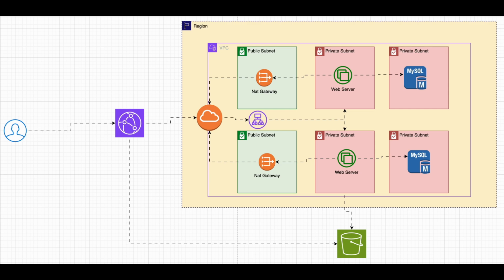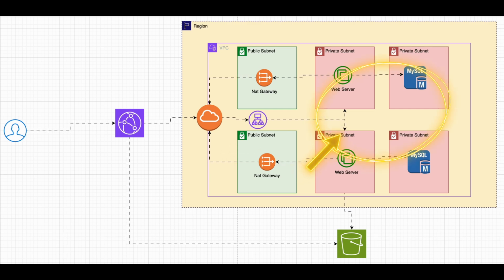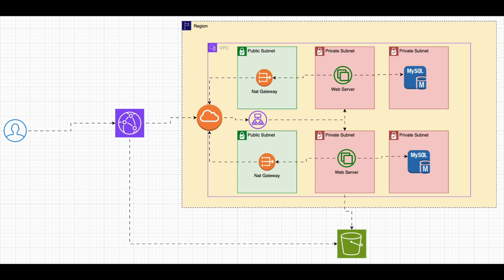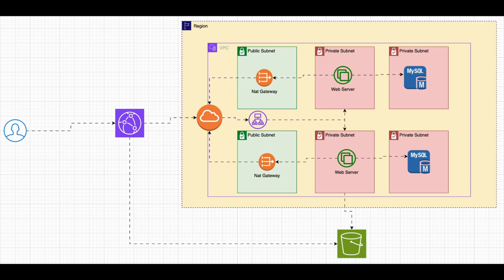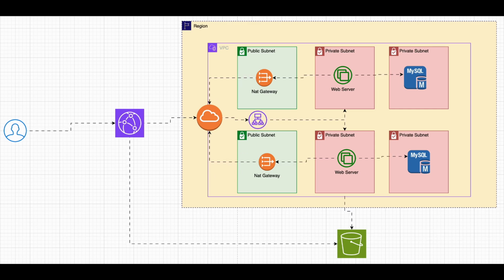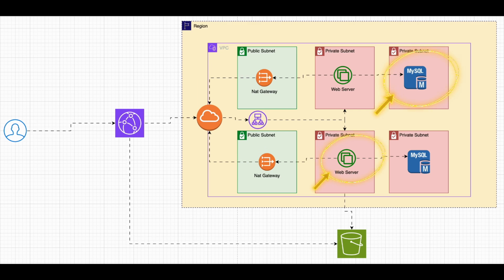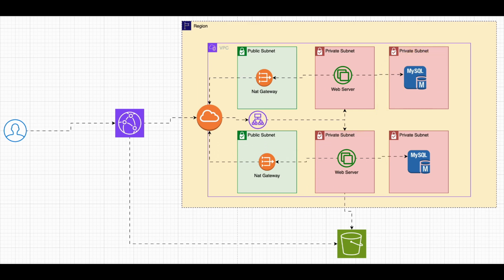On the other hand, a private subnet is like a room that doesn't have a window facing the street. It's more secluded. Things in this room can't be directly accessed from the internet. Instead, they can request things from the internet through a NAT gateway. In the diagram, things like web instances and databases are usually in private subnets, which helps protect them.